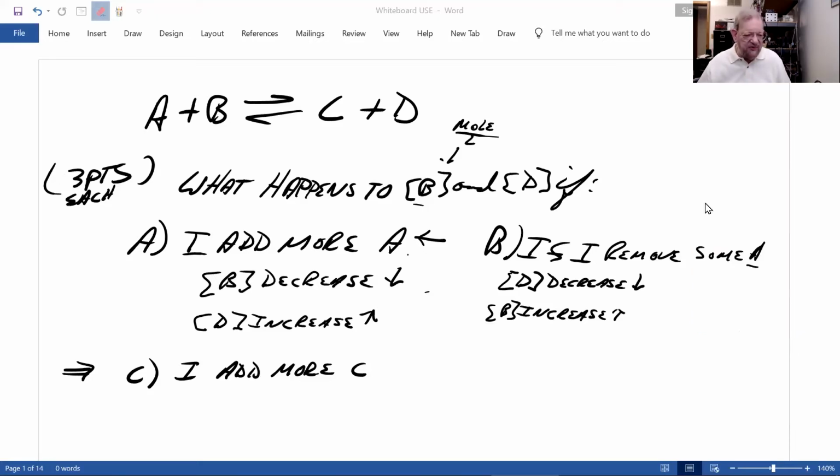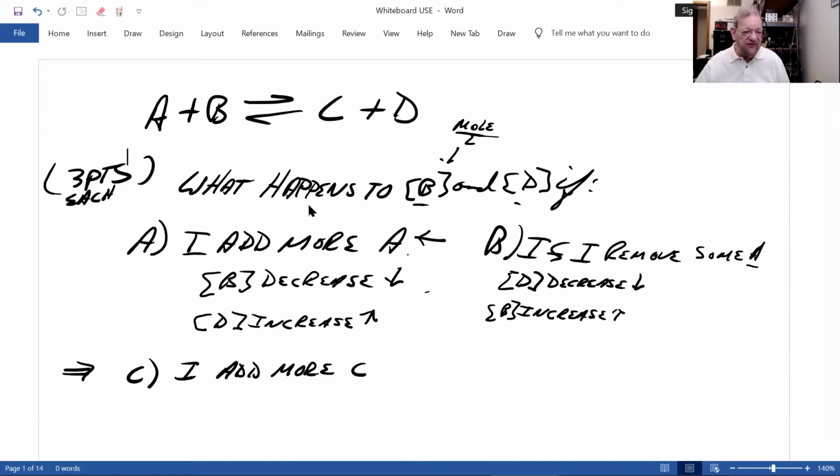Question is, what happens to the concentration of B and D if I add more C? At equilibrium, there was a certain amount of A, B, C, and D. Now I've added more C, and it's under stress. Oh no, we have too much C. We've got to get rid of it. So I'll use Le Chatelier's principle and shift in the direction to get rid of the excess C.